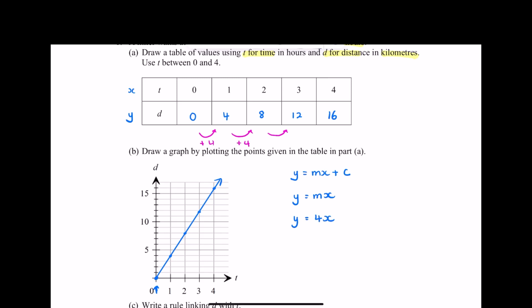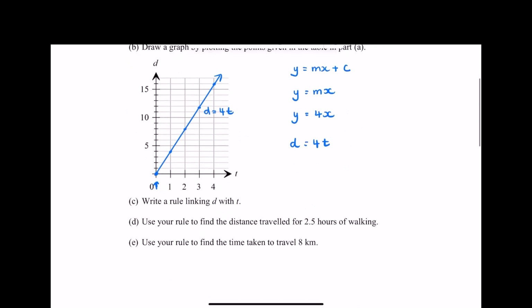Now I need to get things back in the correct terms, because instead of x, I have t, and instead of y, I have d. So I rewrite this as d equals 4t. I can now label my line d equals 4t. So I've found my rule. This is the answer here.